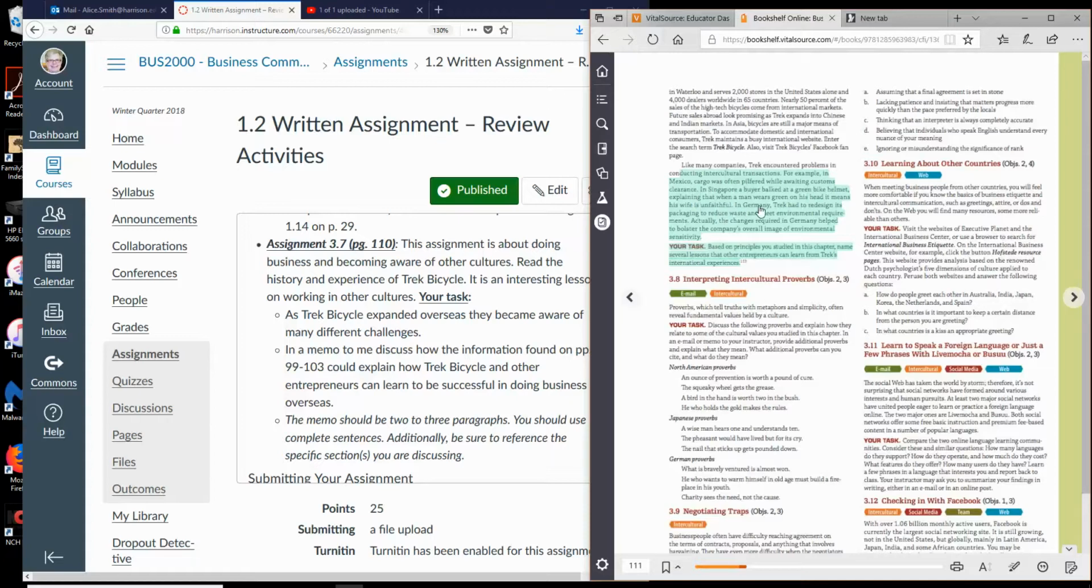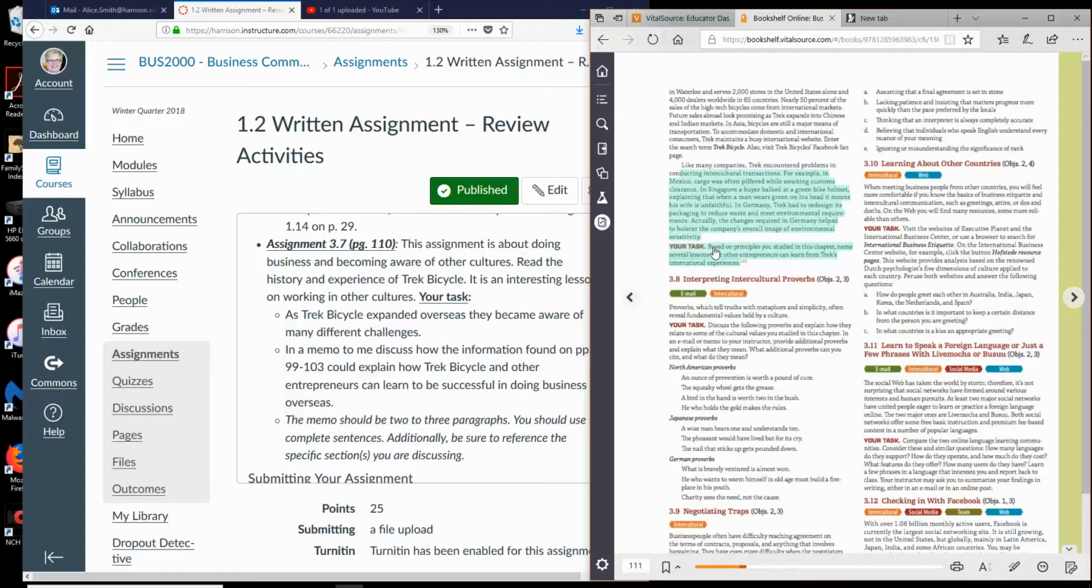In Germany, Trek had to redesign its packaging to reduce waste and meet environmental requirements because Germany is really big on going green. Actually, the changes required in Germany helped to bolster the company's overall image.